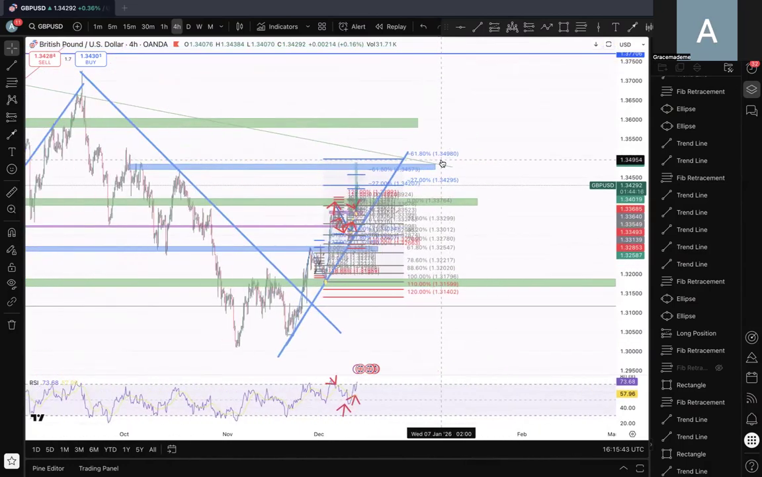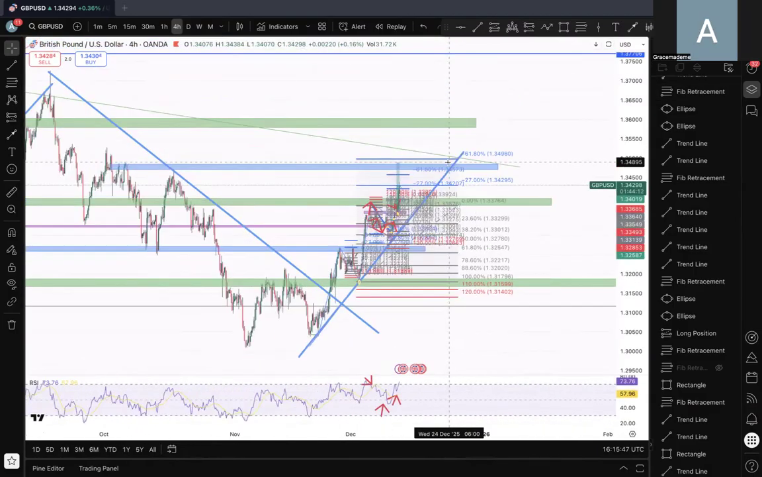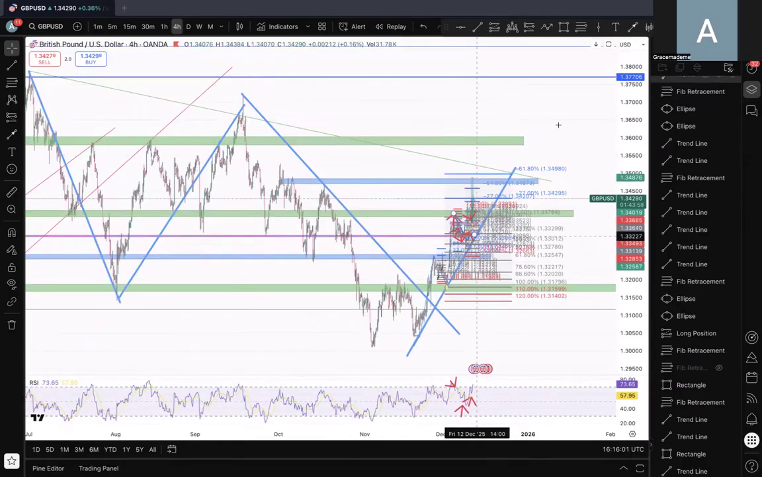So this might not happen today, tomorrow, who knows, even on Sunday or Monday. So yeah, that's my pure buy. And once you get here, I'll be waiting for the market to give me a quick rejection or whatever. Then bam, we sell back down.